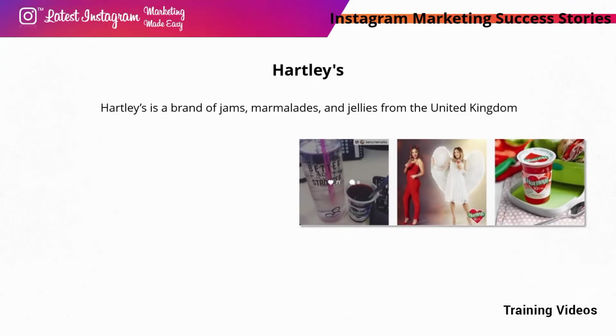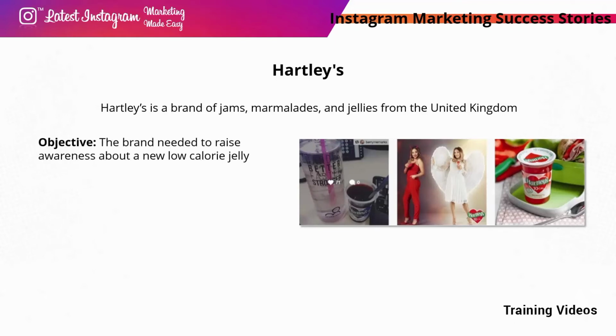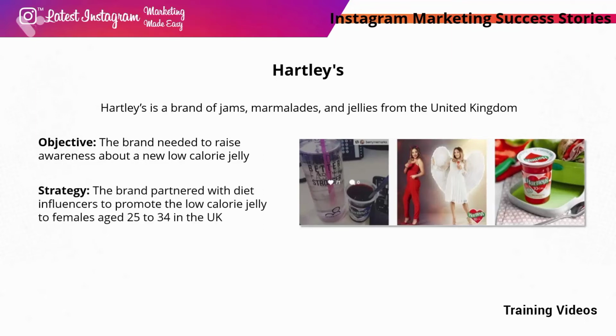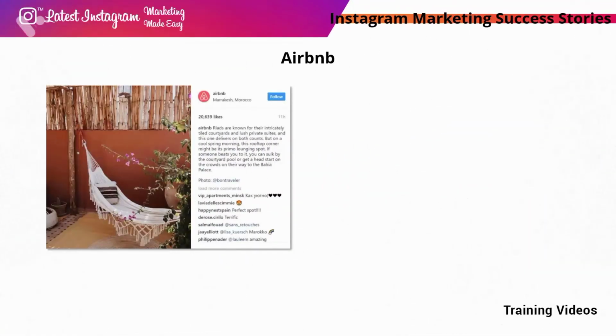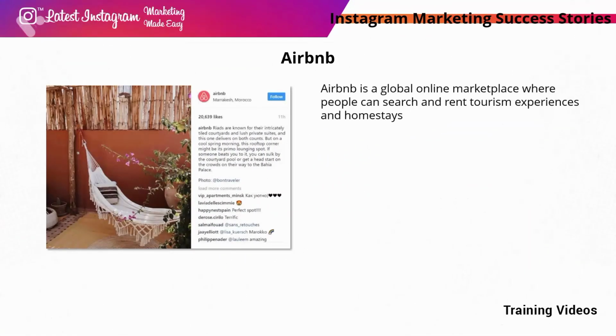Hartley's. Hartley's is a brand of jams, marmalades, and jellies from the United Kingdom. Objective. The brand needed to raise awareness about a new low-calorie jelly. Strategy. The brand partnered with diet influencers to promote the low-calorie jelly to females aged 25 to 34 in the UK. Results? The campaign helped the brand generate a 146% engagement rate, doubled the brand's follower count on Instagram, and increased sales.